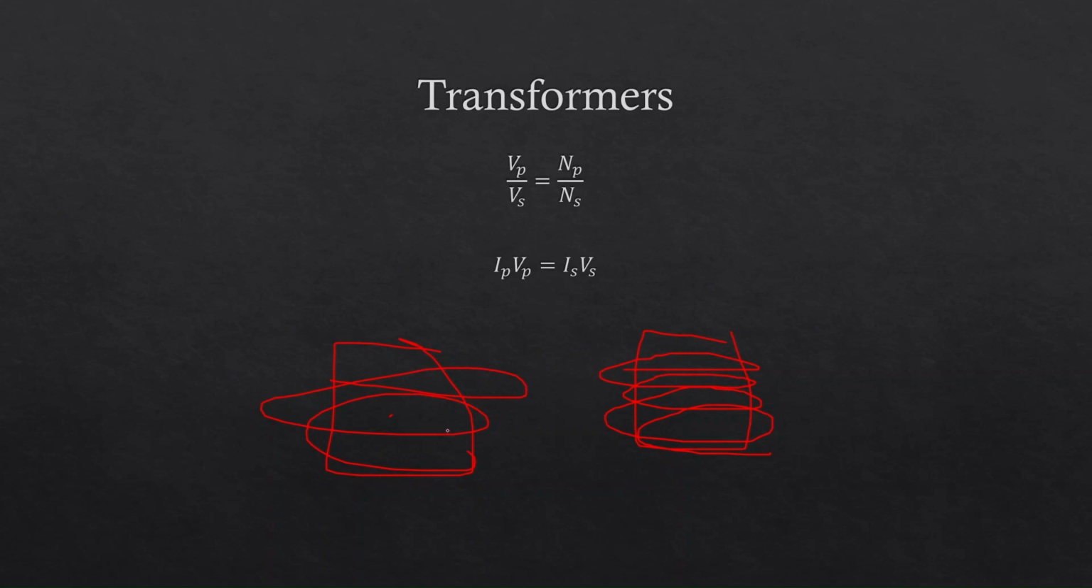However, if it's a step up transformer, then there'll be more turns on this, meaning that the voltage on this will be greater, meaning that the current on this will be lower. And if it's step down, then the voltage on this will be lower, and the current on this will be higher.